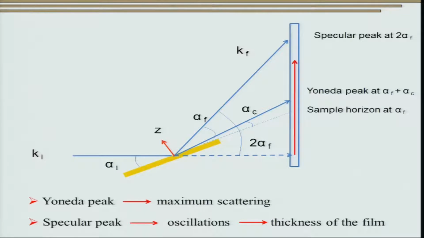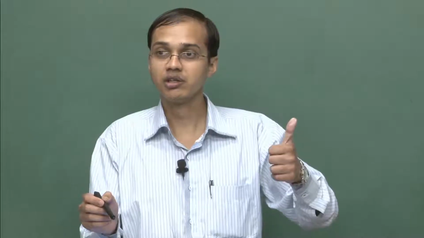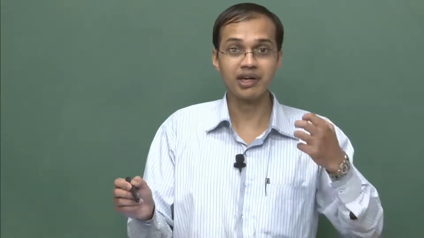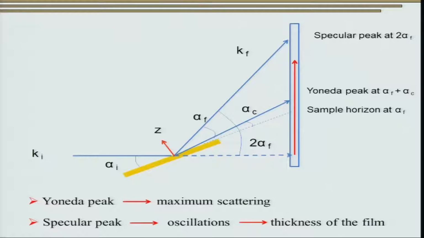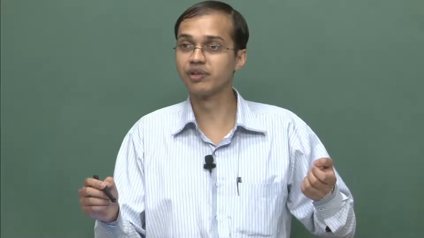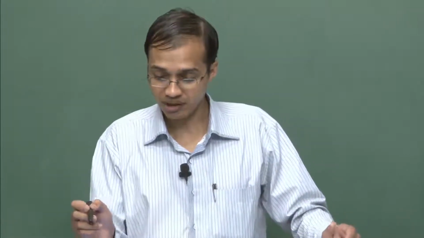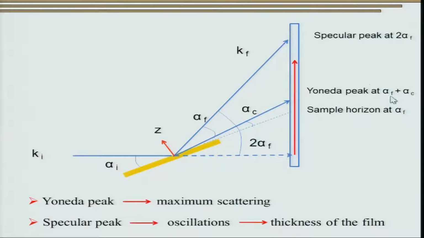So, you get what is known as the specular peak. Now, this specular peak gives you the information which is normal to the surface of the substrate, or film. Therefore, it can give you information, and specular, as the name suggests, can give you information about, say, the thickness of the film, and this is classically known as X-ray reflectivity, while the second peak that you get is what is known as the Yoneda peak, which gives you the maximum scattering in the z direction.